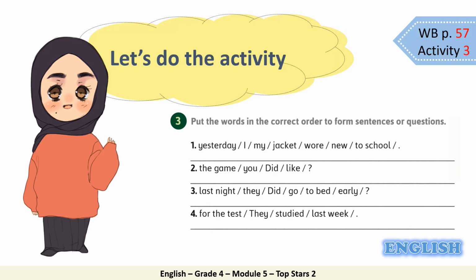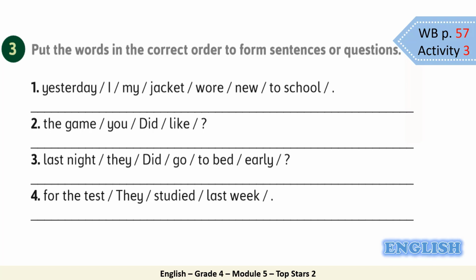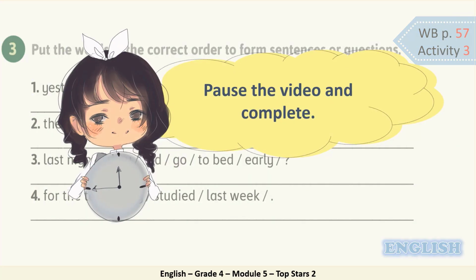It's time to refer to workbook page 57, activity 3. Activity 3. Put the words in the correct order to form sentences or questions. Number 1. Yesterday, my jacket wore new to school, full stop. If there is a full stop, then this is a sentence. So I start with I wore my new jacket to school yesterday, and I end with a full stop. Now pause the video and complete.